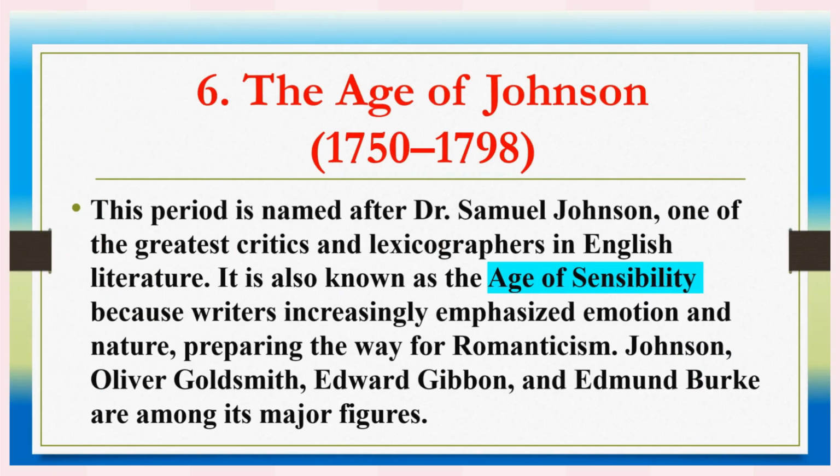Next one is the Age of Johnson from 1750 to 1798. This period is named after Dr. Samuel Johnson, one of the greatest critics and lexicographers in English literature. It is also known as the Age of Sensibility because writers increasingly emphasized emotion and nature, preparing the way for Romanticism. Samuel Johnson, Oliver Goldsmith, Edward Gibbon, and Edmund Burke are among its major figures.